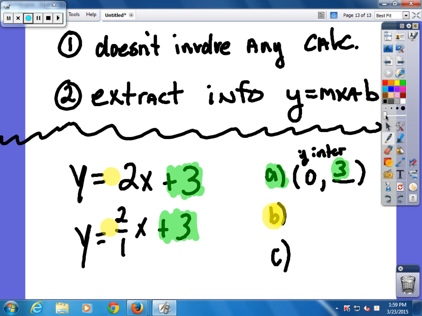I'm going to put a little note beside this. I'm going to say positive is left to right, up, and negative is left to right, what? Down. So, this 2 right here, is it positive or negative? It's positive. If nothing's there, it is assumed to be positive 1. So positive means left to right, up.